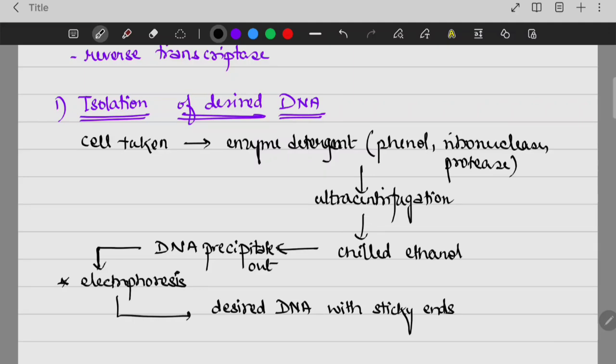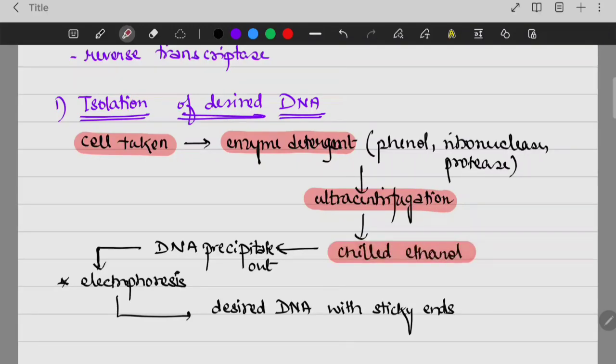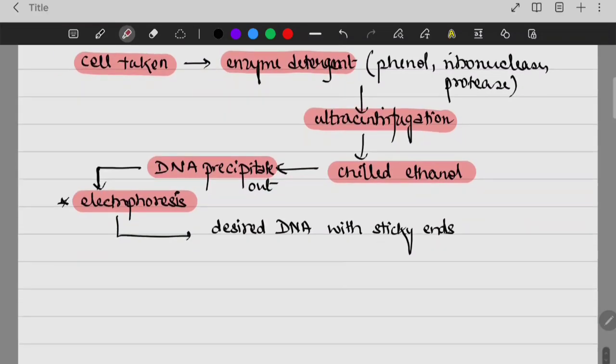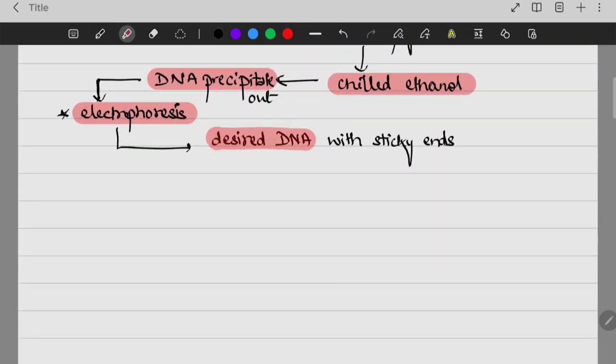So what are the steps we have discussed here? The cell is taken, enzyme detergent used, in which the phenol, ribonuclease, proteases, etc. are used, then ultracentrifugation, after that chilled ethanol, and the DNA precipitates out. After that electrophoresis is done for getting the desired DNA. This step is required for taking out the desired DNA. Now the second step is the isolation of the vector.